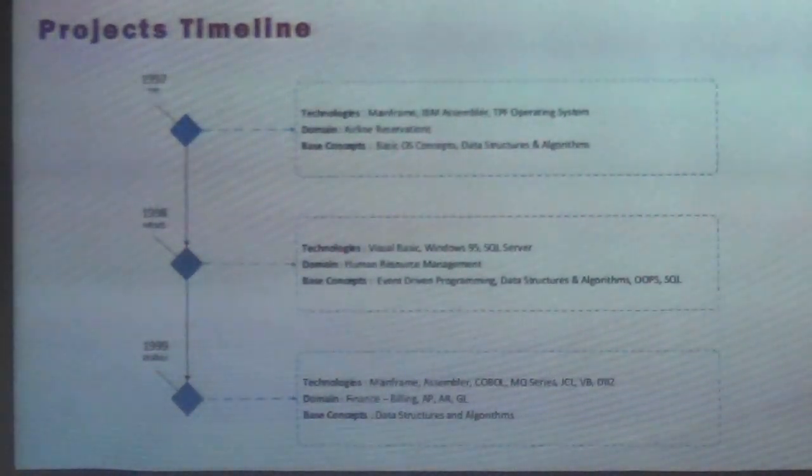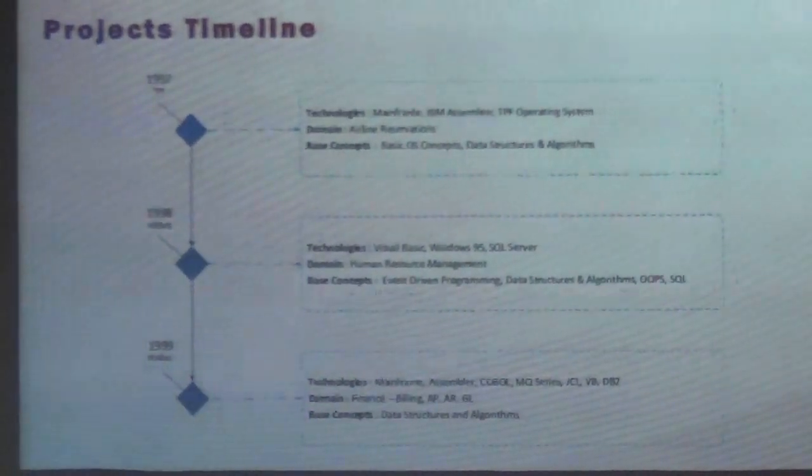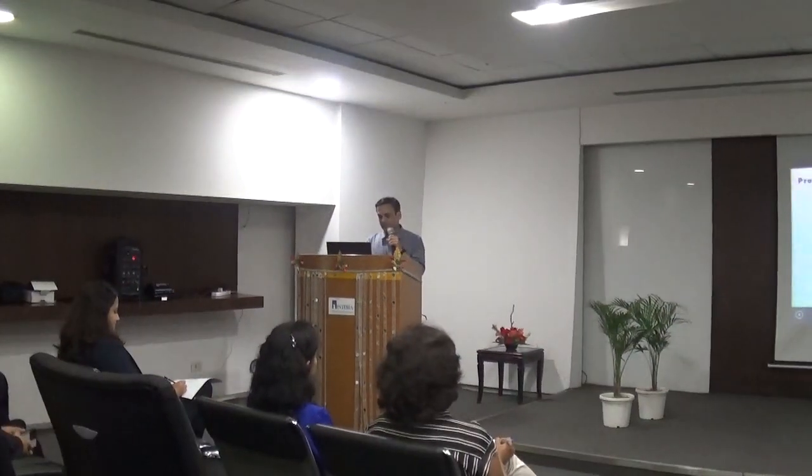From HRMS, the perspective shifted to a finance ERP. This was all about billing, accounts payable, accounts receivable, general ledger. So the whole domain, if you look at it from airline reservation to human resource management to finance within a span of 3 years, you need to understand the whole finance domain, the bookkeeping, very well if you have to work on this project.